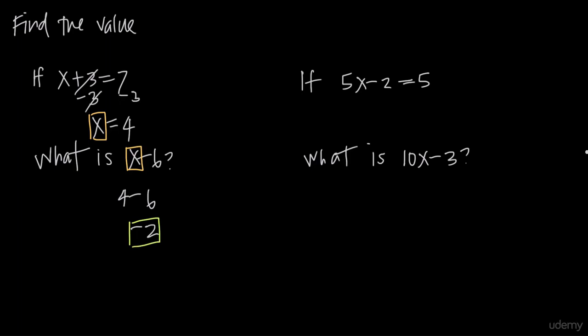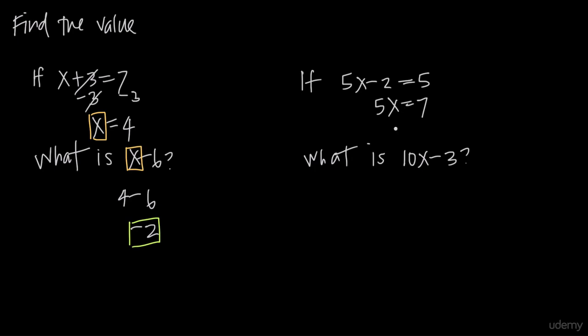Let's try one that's a little more complicated. We're asked to find the value of 10x minus 3 if 5x minus 2 equals 5. So we need to solve this first equation for x. We'll add 2 to both sides, and when we do that, we'll get 5x is equal to 7, because the negative 2 and the positive 2 will cancel here on the left, and 5 plus 2 is 7.